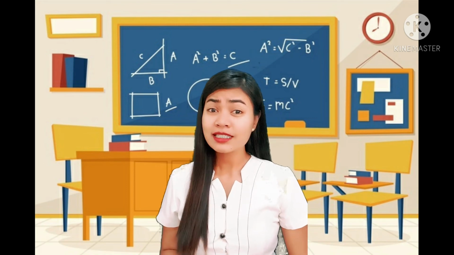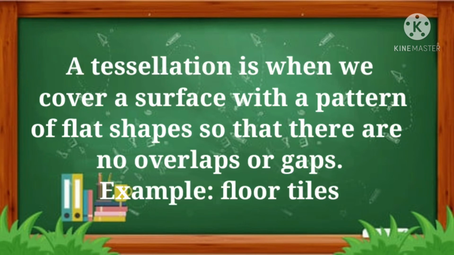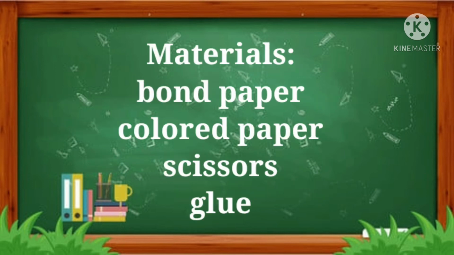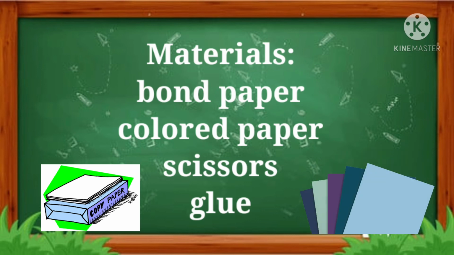So what is a tessellation? A tessellation is when we cover a surface with a pattern of flat shapes so that there are no overlaps or gaps. Example of it is a floor tiles. In tessellation making, you will need the following materials: bond paper, colored paper, scissors, and glue.